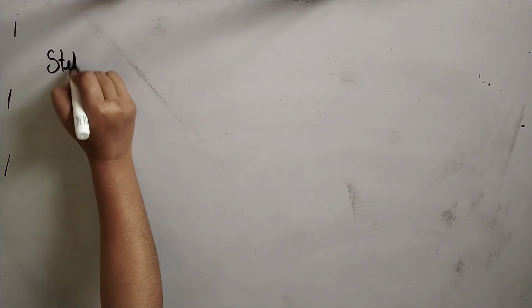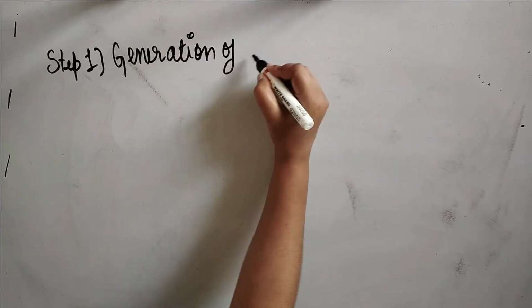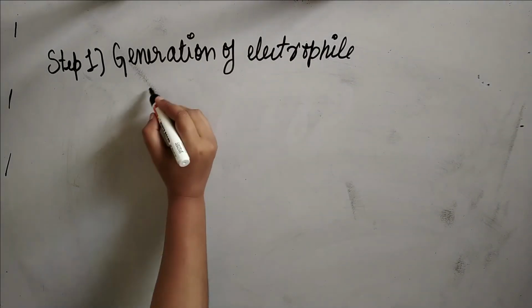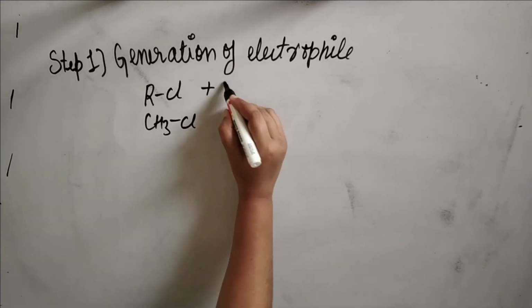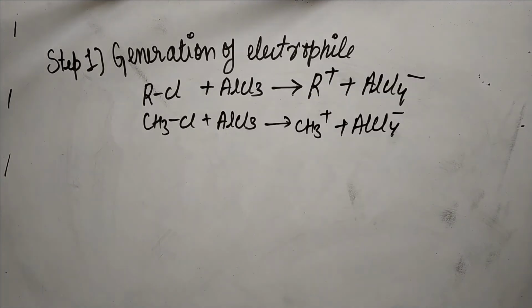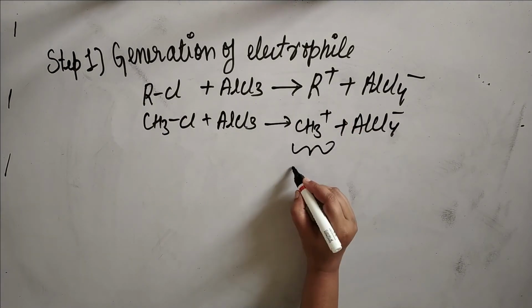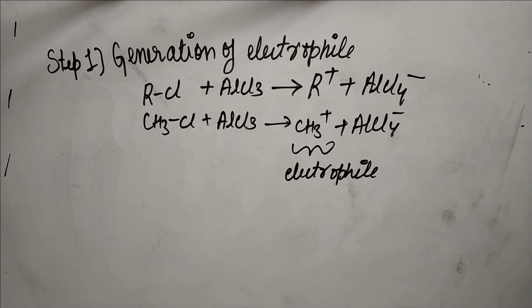So step number 1 is generation of the electrophile. That is the first step. Here an alkyl halide like RCl or CH3Cl reacts with the Lewis acid AlCl3. It generates the electrophile. So this positively charged reagent is the electrophile, meaning electron deficient. They carry the positive charge. This is the first step, generation of the electrophile.